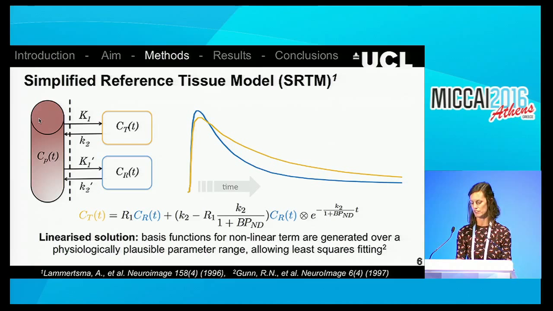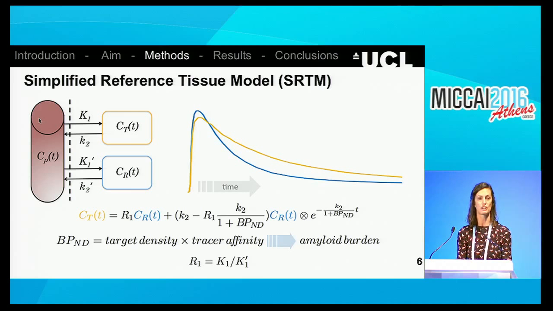The main parameter of interest is the binding potential, BP, which is a combination of our target density, which is what we're interested in, and the tracer affinity. And since we can assume that the tracer affinity is the same across all regions of the brain and between subjects, any changes within the binding potential that we measure are changes, in our case, in amyloid burden. Another parameter which I should introduce is R1, which is the ratio of K1 over K1 prime. So this is essentially the relative delivery between our tissue of interest and our reference region.